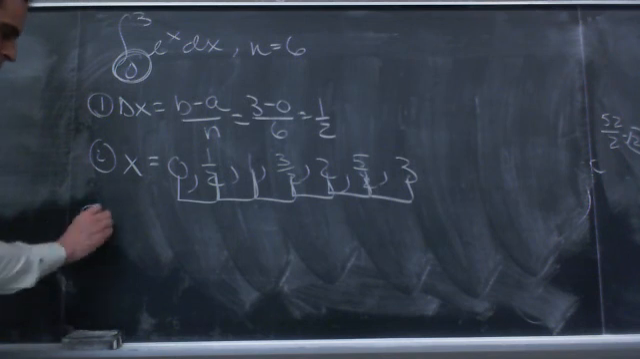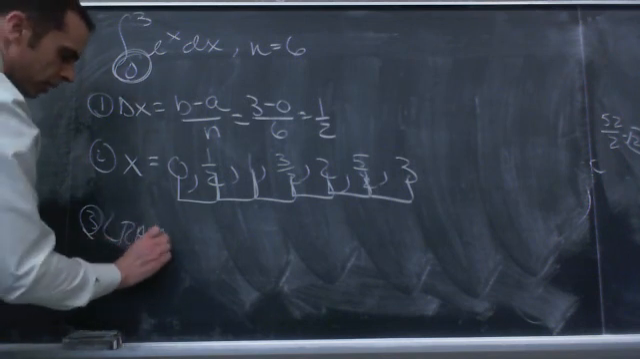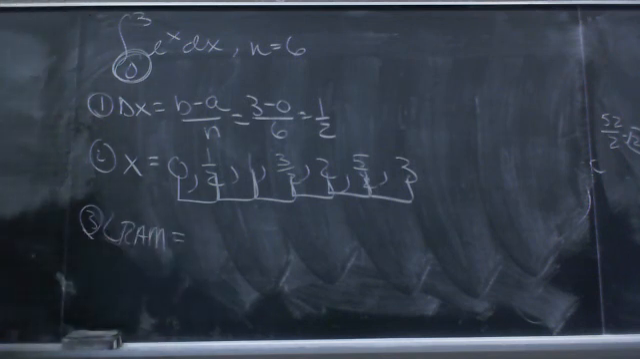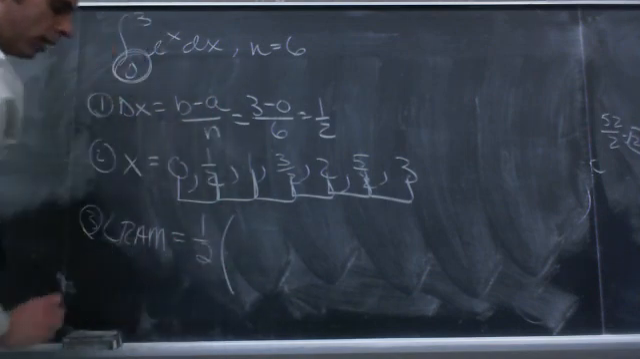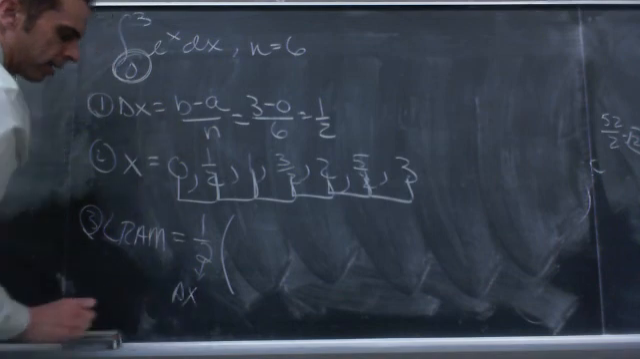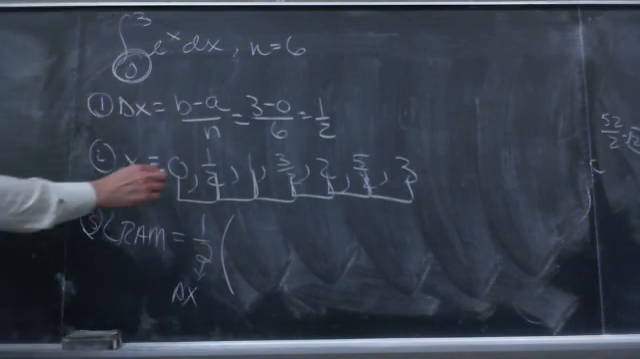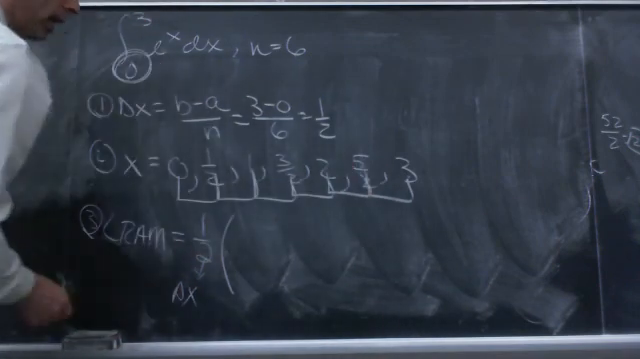Third, suppose we want to do a left rectangular approximation. Then because delta x is the same for each, I can pull that out in front. So that's 1 half. That is the delta x. And in each of these subintervals, I will choose the left endpoint.